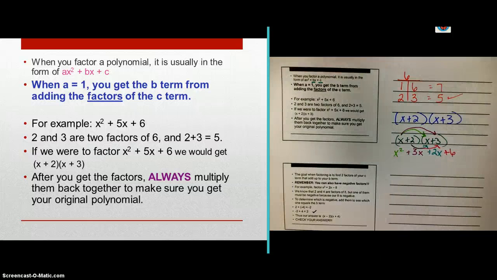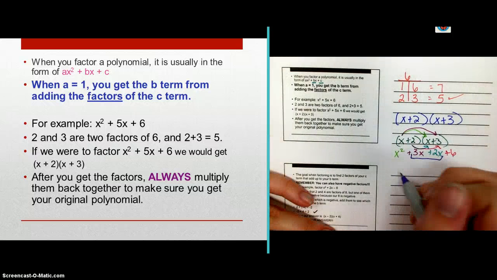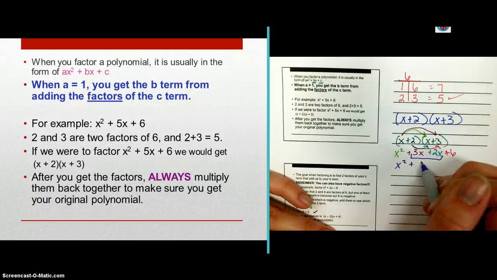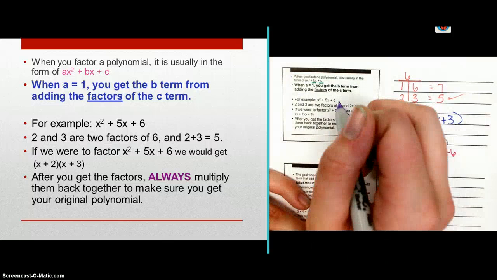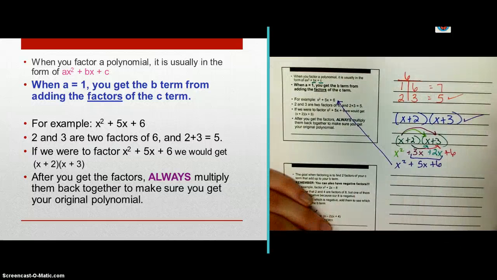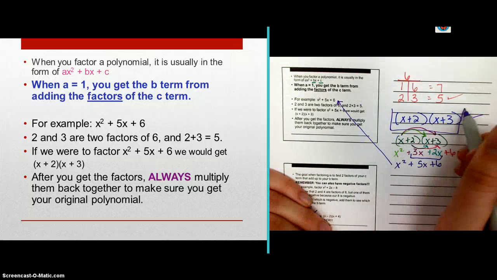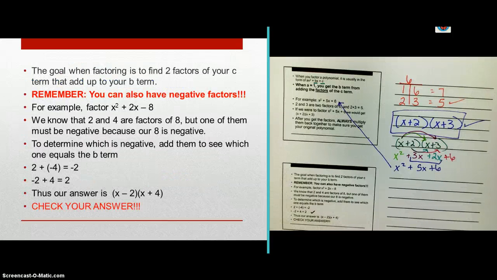Now don't forget you want to combine all your like terms, so I'm going to combine my like terms here, and I'm left with x squared plus 5x plus 6. And this does match our original equation, so we know that our factors are correct. So this is my final answer here. My two factors are x plus 2 and x plus 3. We just always want to check them.